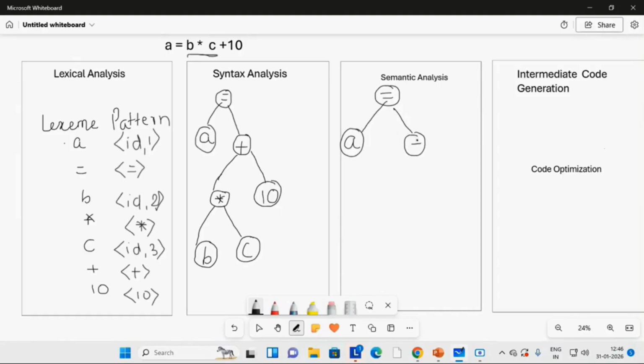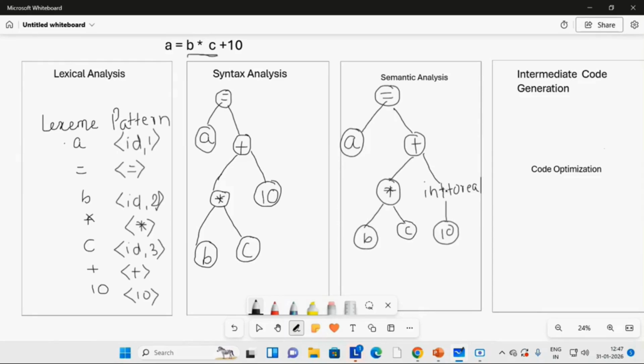So this is plus. Then I have star. Then here I will include int to real, and then I will have 10, and the remaining part of the tree, B into C, will be written as it is. So this is how a semantically verified tree is created.